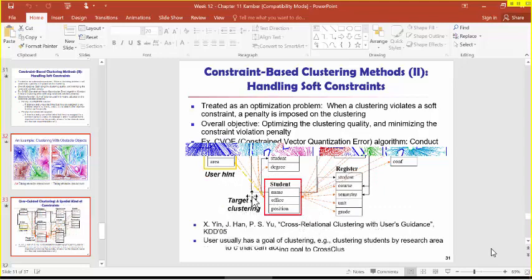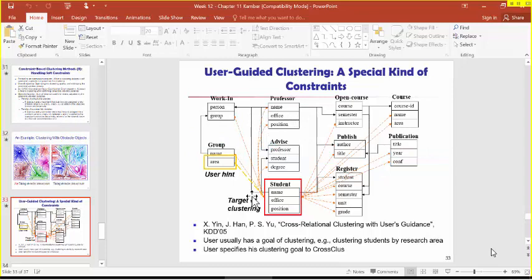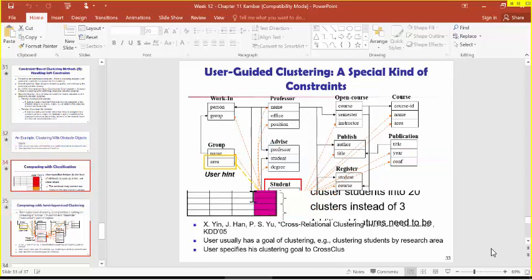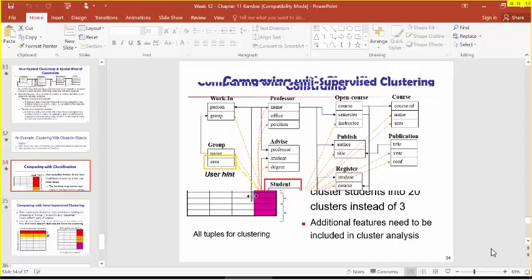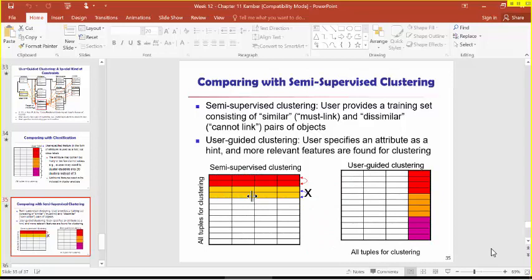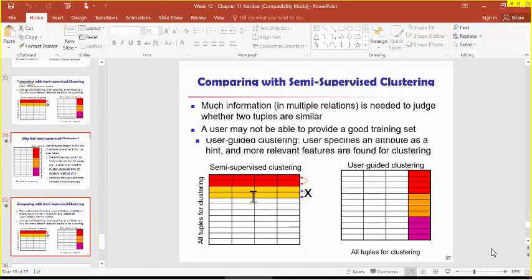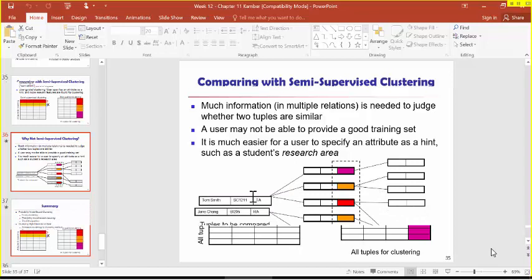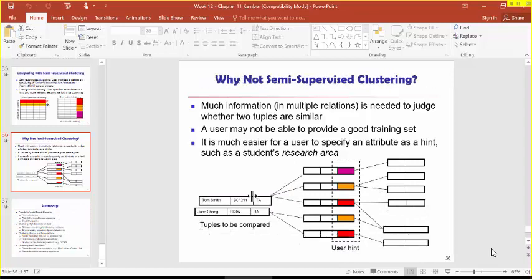Okay, then there is user-guided clustering, which has a special kind of constraints, and on each level the user can control the constraints by giving values. It can be semi-supervised clustering, where the user provides a training set consisting of similar and dissimilar pairs of objects, and some of these sets are provided by the user, some are in the data. Much information is needed to judge whether two tuples are similar, so a user may not be able to provide a good training set, and it is much easier for a user to specify an attribute as a hint. That's why we will not use semi-supervised most of the time, and we'll stick to supervised learning.